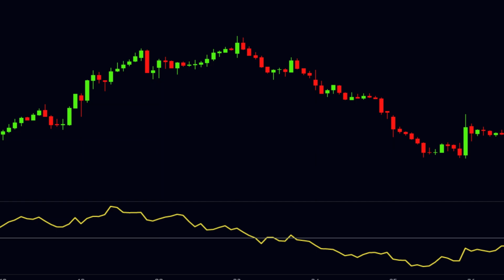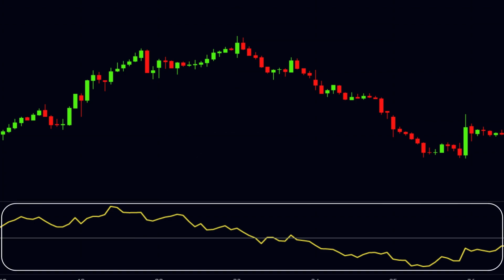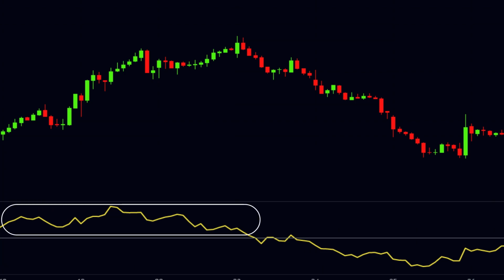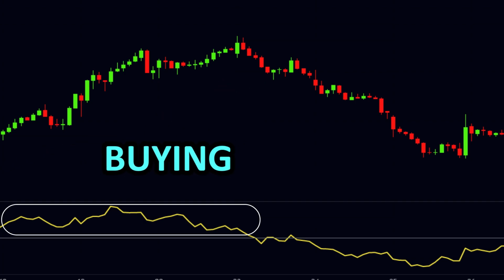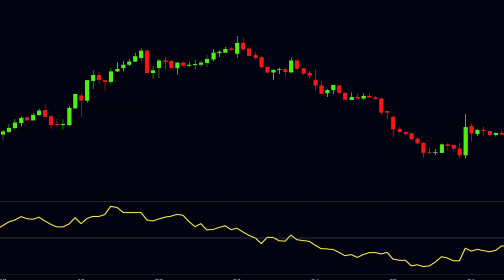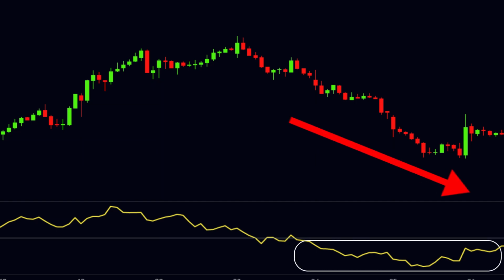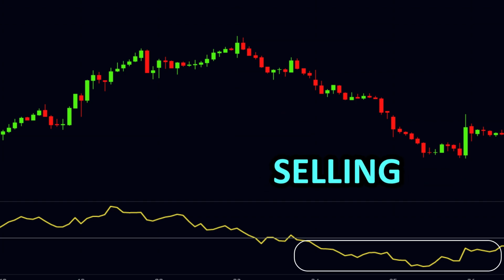Now we understand how the ROC works. In the ROC indicator, the middle line is taken as the zero line, and the ROC keeps oscillating above and below the zero line. When the ROC moves above the zero line, it is said that the stock is in an uptrend, and during this uptrend we can get buying signals. Similarly, when the ROC moves below the zero line, it is called a downtrend, and during this downtrend we can get selling signals.